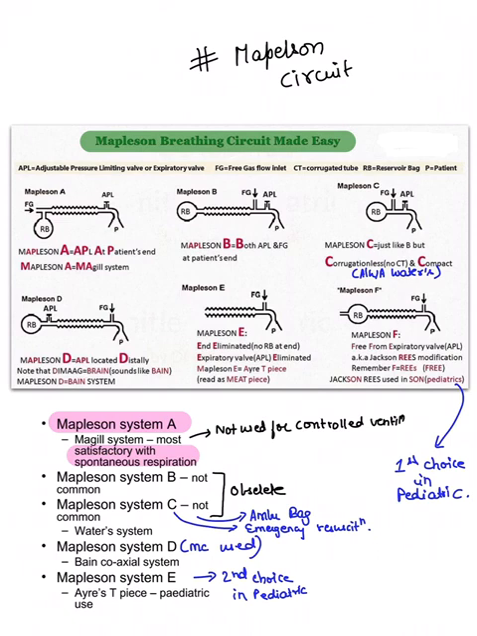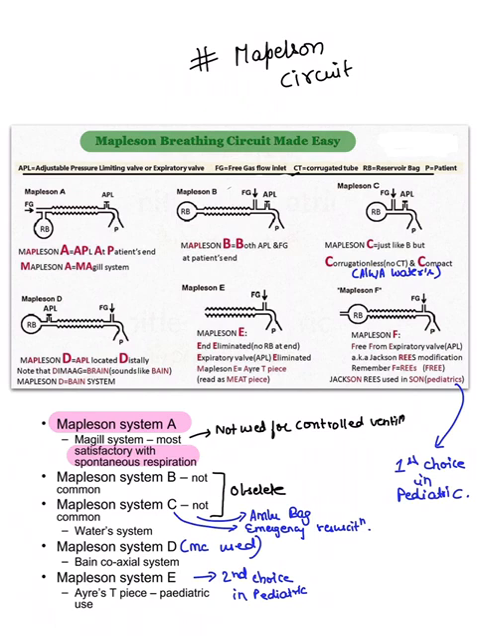First, know the terminology, guys. APL is the adjustable pressure limiting valve, or the expiratory valve, guys. FG is the fresh gas inlet here. CT is the corrugated tube that you see here, guys. And P is the patient end, guys.